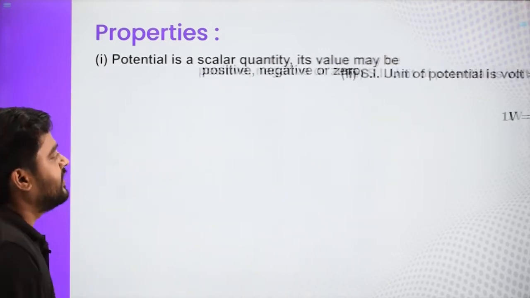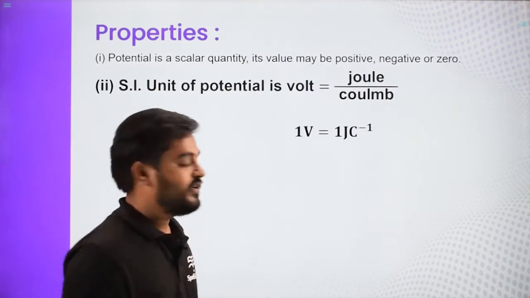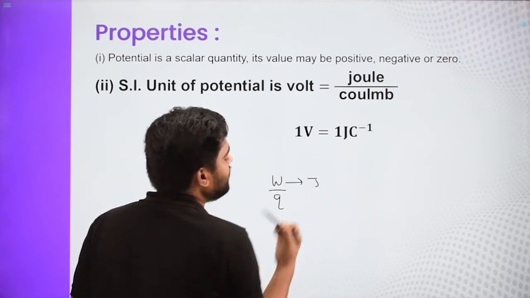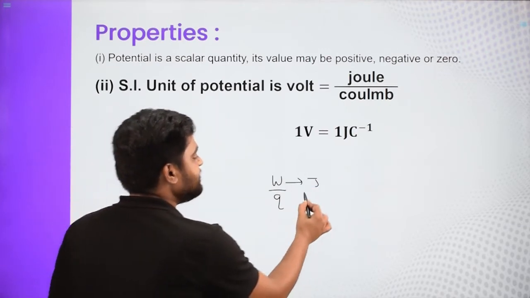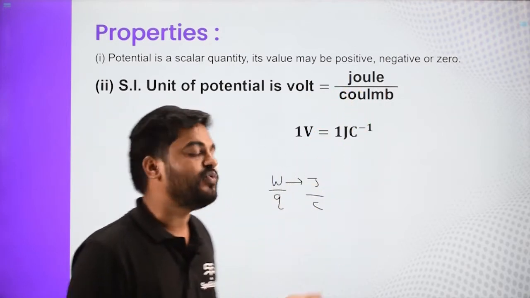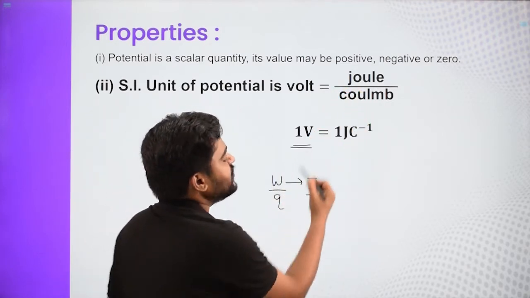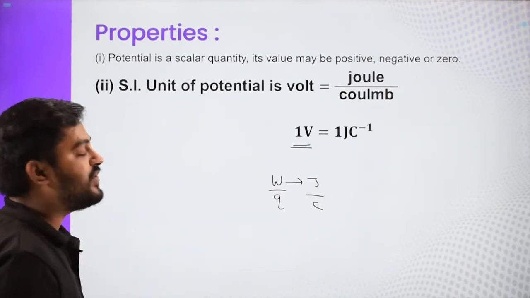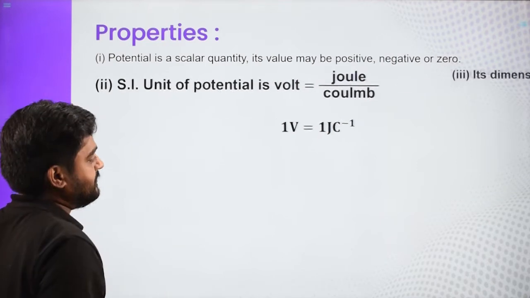So if work done by the external force itself is negative, then your potential at a particular point is going to be positive. The second property is the SI unit. As we have already discussed, it is work done per unit charge. Work is calculated in joule and charge is in coulomb. So the SI unit is joule per coulomb, and joule per coulomb is known as volt. So we'll say 1 volt is 1 joule per coulomb. This is our SI unit of potential.